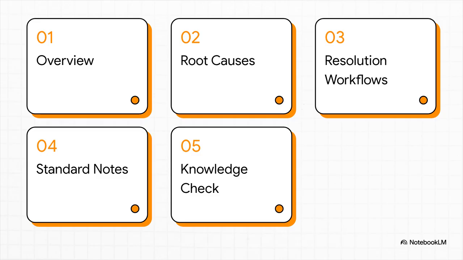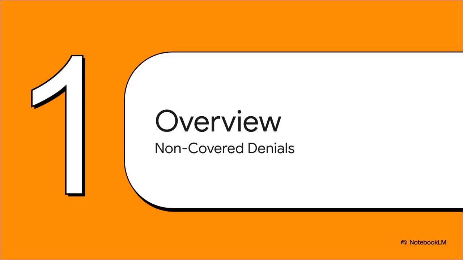So let's quickly take a look at our roadmap for today's explainer. We'll start with an overview of non-covered denials, then move into finding the root causes, checking out the step-by-step resolution workflows, reviewing some standard AR caller notes, and wrapping it all up with a quick knowledge check and review. All right, jumping right in.